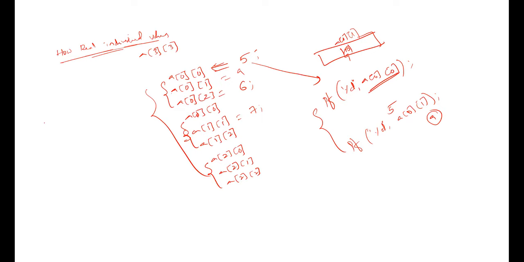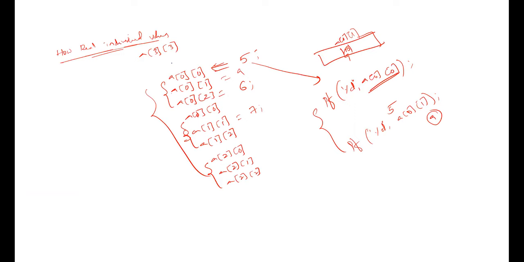For example, think about how you printed patterns. Let's take the pattern 1, 2, 3, 4, 1, 2, 3, 4, 1, 2, 3, 4, 1, 2, 3, 4, like this. How did you print this pattern using a nested for loop? The same logic we are going to use in arrays also. One for loop for changing rows and one for loop for changing columns.